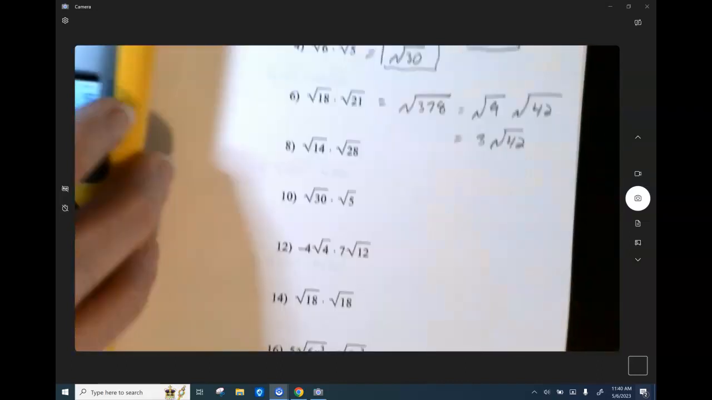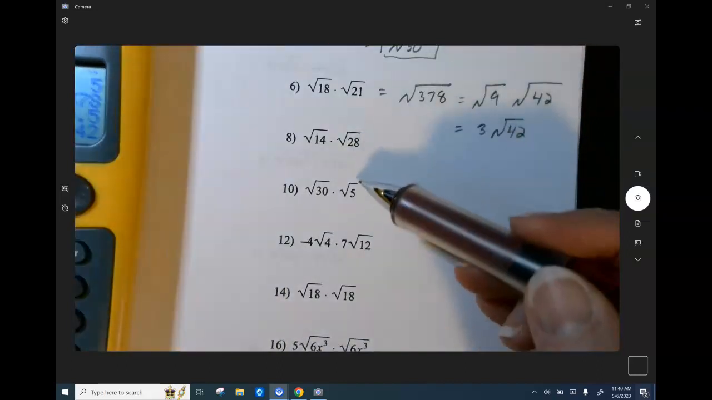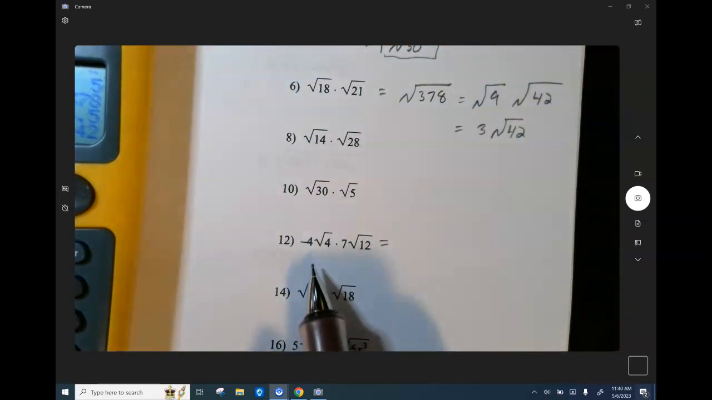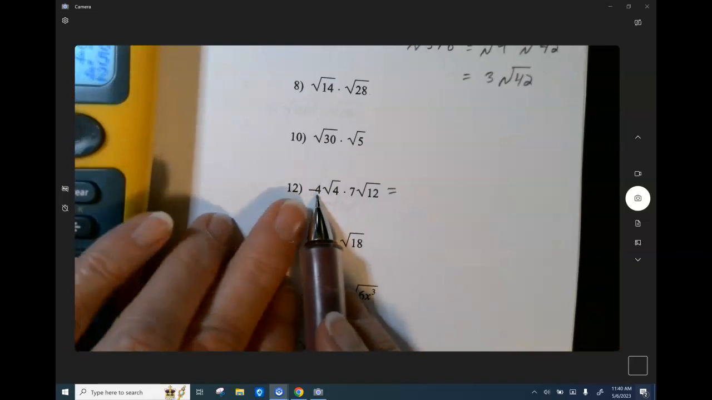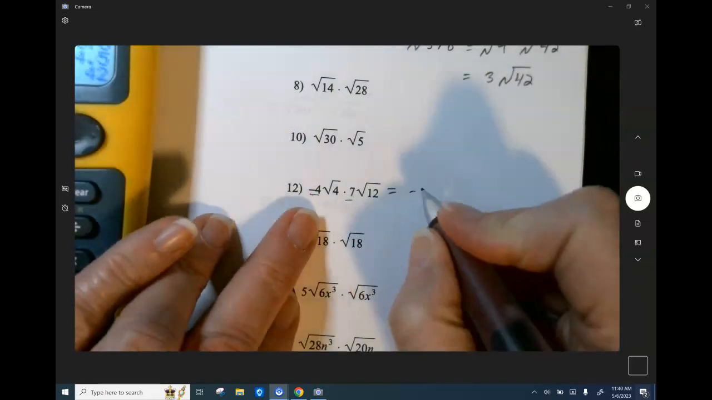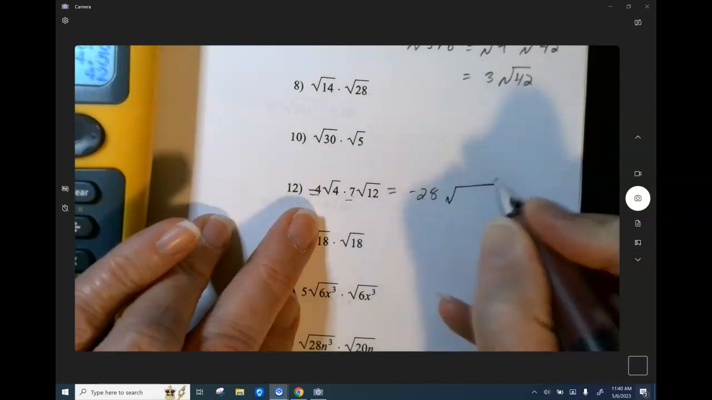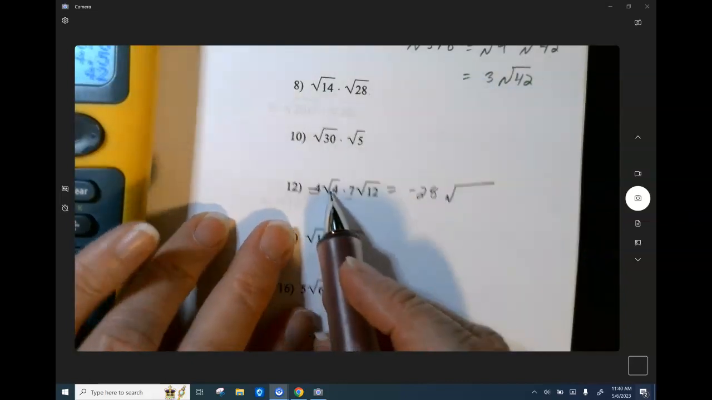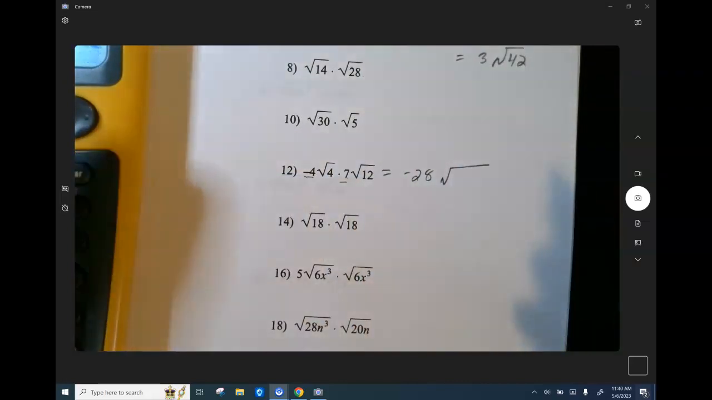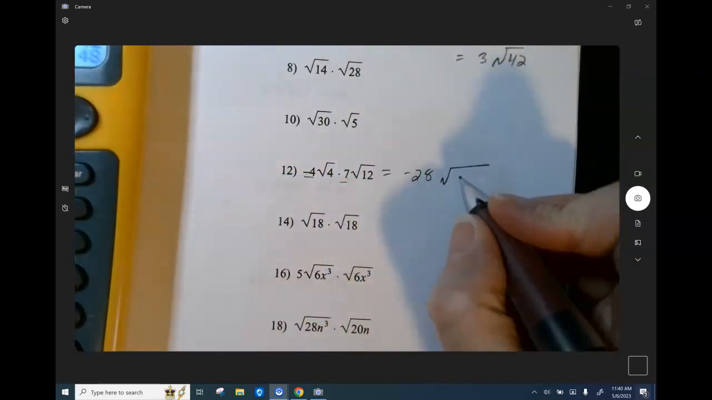Okay, let's jump down. Big number. Oh, that's not a bad one. No, let's go down here. Oh, yeah, because we have numbers on the outside. That's way more fun. So negative 4 times 7. Remember, if it's on the outside, I multiply it. So I get a negative 28. And if it's on the inside, now that's kind of a stupid one because that's a perfect square. Don't worry, just play along. 4 times 12 is going to give me 48.